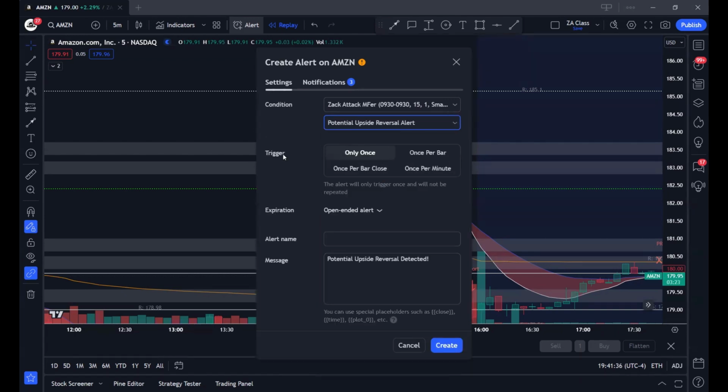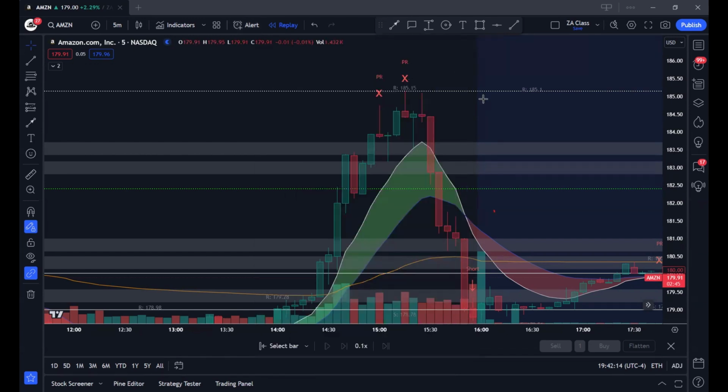What you want to do is look at the trigger criteria. If you do only once, as soon as that alert goes off, it's never going to go off again. We don't want that. We want this to be a continuous alert. If you do once per bar, every time you get a bar that has an alert flashing, it'll give you a notification. This is the one that I recommend, once per bar close, because it only alerts you if the candle closes and has the signal intact. Otherwise, you're going to get some alerts that, when you go back to your chart, are gone because the signal criteria are no longer met. So once per bar close will guarantee that you only get alerts for candles that close with the signal intact. And then you can modify the alert name and the message as you want.